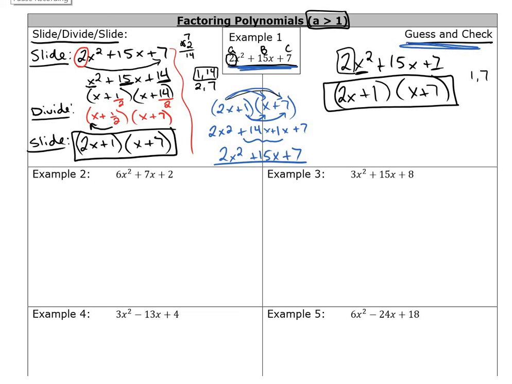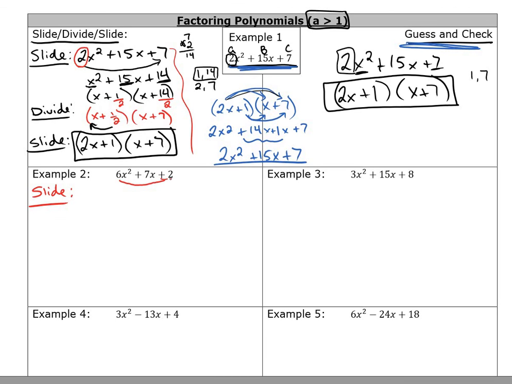Okay, let's go ahead and use the slide, divide, slide method here. So for the slide method, we take the first term and slide it down and multiply times the last term. So that leaves us with x squared plus 7x plus 12. Then we try and factor. X squared, we've got to have an x and an x. The factors of 12, 1 and 12, 2 and 6, 3 and 4. Which ones would add to give us 7? That would be 3 and 4, plus 3, plus 4.